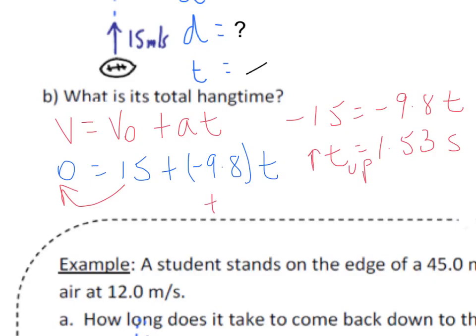For total time, it'll take the same amount of time to come back down. So it's going to be 1.53 times 2, which is 3.1 seconds.